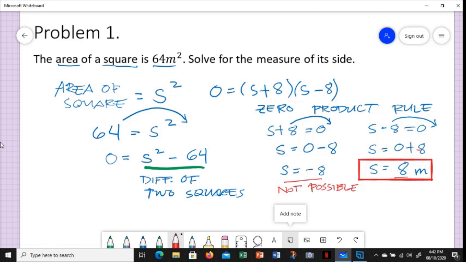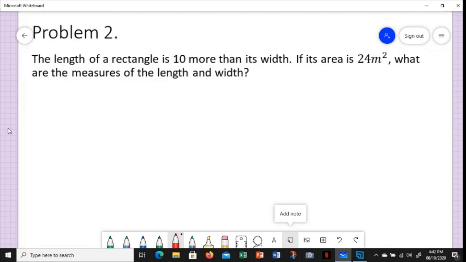Next, let's have number 2. The length of a rectangle is 10 more than its width. If its area is 24 meters squared, what are the measures of the length and width? Now, we need to represent the given by using a variable or variables. So, it says here that the length of a rectangle is 10 more than its width. So, the length is being described, but the width is not. So, we can assign a variable for the width.